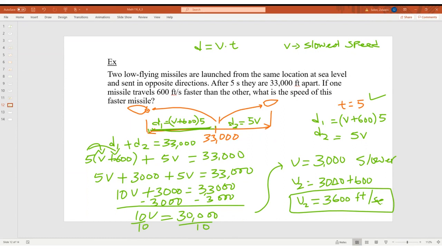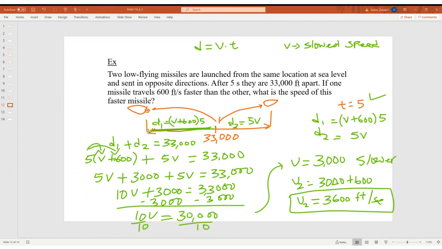So you have distance 1 traveled by the fastest missile, distance 2 traveled by the slowest missile. And if you say v is the slowest speed, the fastest speed will be v plus 600 because it's 600 more. And we know distance 1 is time times the speed, which is 5 times (v plus 600). The second distance will be 5 times the speed of the slowest missile, v. After that, substitute d1 and d2 into the equation and solve for v. And you have to know v is the slowest speed. So to find the fastest speed, we have to add 600. The faster speed will be 3,000 plus 600, which is 3,600. Okay.